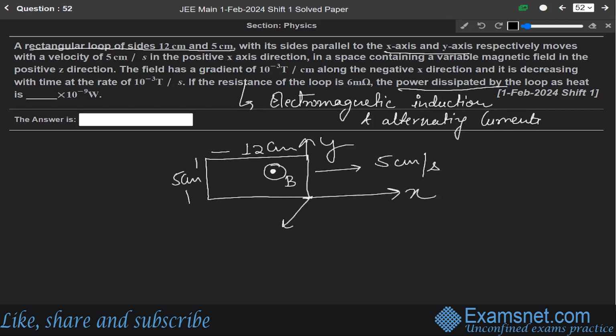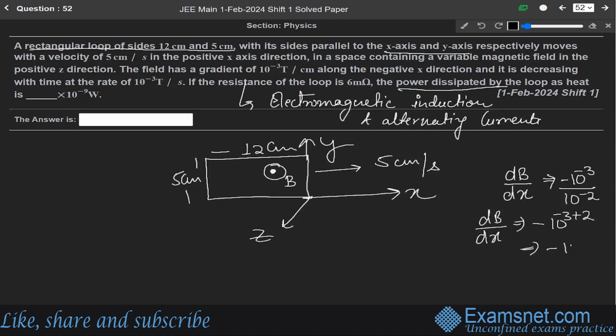Now the field has a gradient of 10 to the power minus 3 Tesla per centimeter. Gradient means del B over del X, means the change of magnetic field with respect to the length. It is given as minus 10 to the power minus 3 Tesla per centimeter, means 10 to the power minus 2 in terms of meters. So del B over del X will be equal to minus 10 to the power minus 3 plus 2, equal to minus 10 to the power minus 1 Tesla per meter.